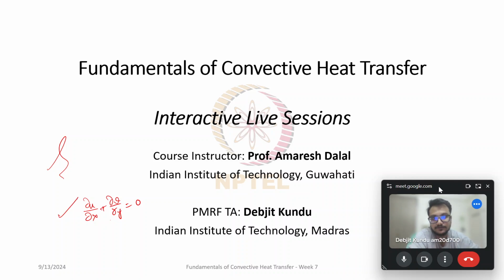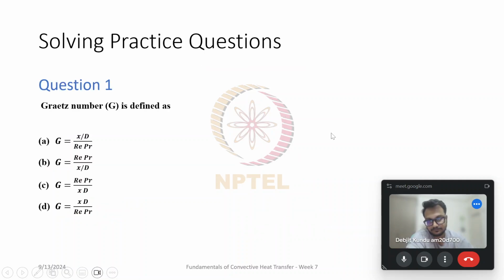So let's dive in. We will first take a look at question number 1, which is a simple one, just asking us for the definition of what Graetz number is. Is it option A, x by d over Reynolds number times Prandtl number? Is it option B, Reynolds number times Prandtl number over x by d? Or is it Reynolds number times Prandtl number divided by x times d? Or is it the reciprocal of it, that is x times d over Reynolds number times Prandtl number?